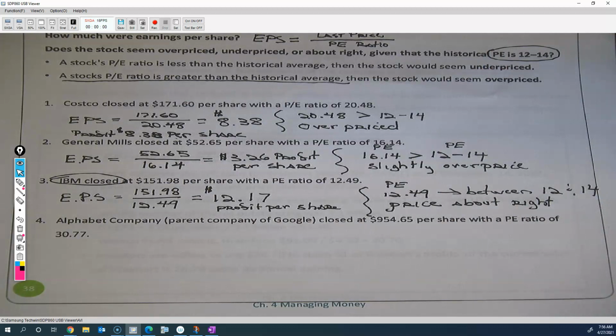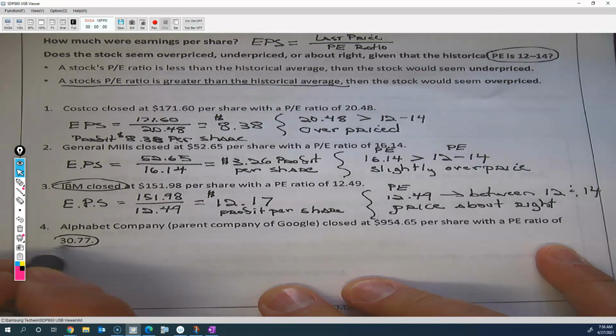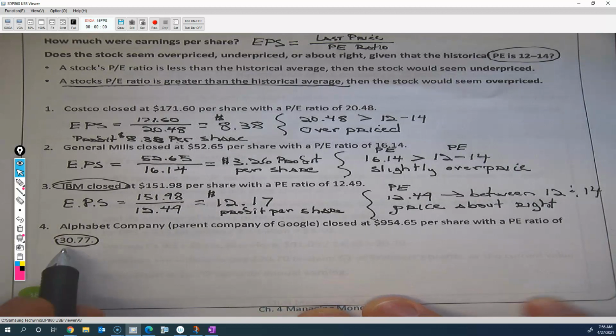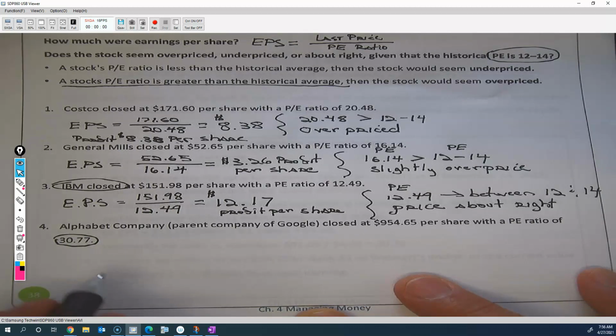Now, what do you think about Alphabet, Google? They own Google. Do you think they're going to be overpriced, underpriced, or just about right? What would your intuition tell you? Yeah, probably. Look at its PE ratio. It's already at 30. Some things that are generally over 20 are considered overpriced.